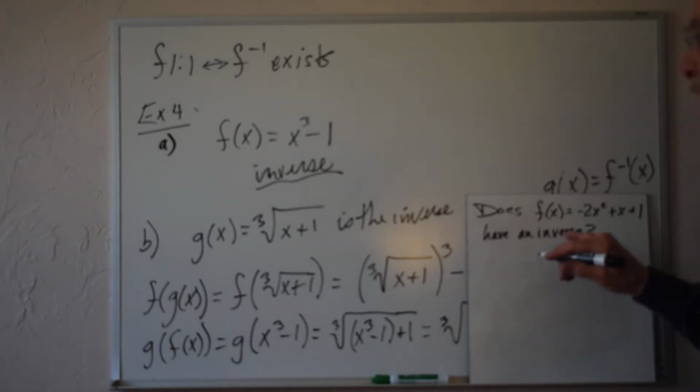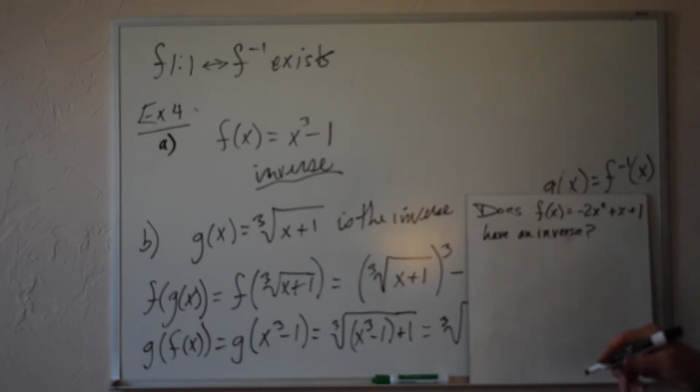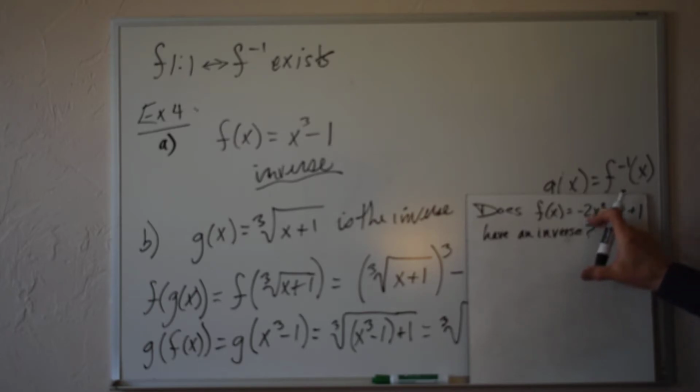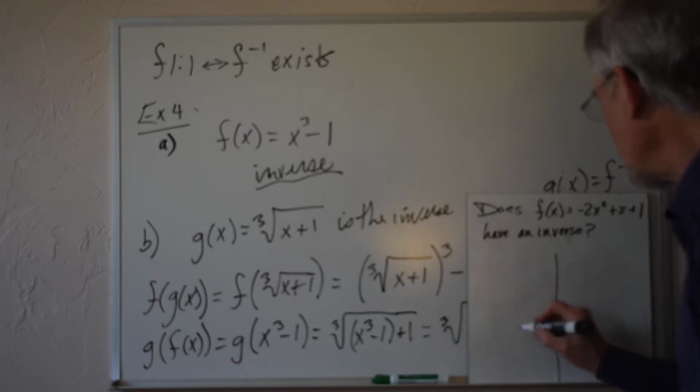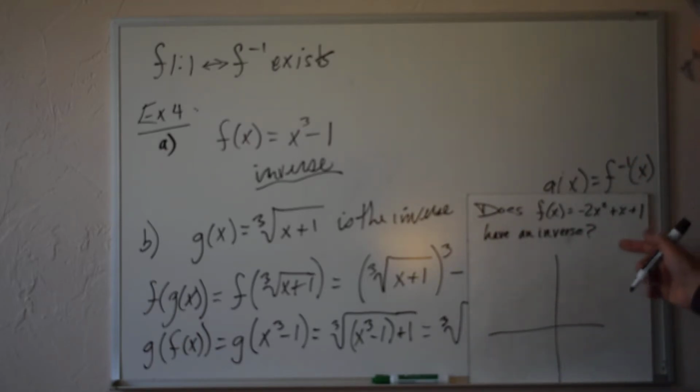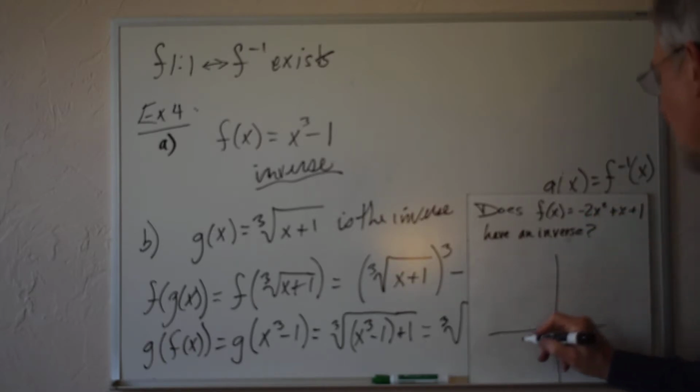Well, there's a quick way to answer this problem by using the horizontal line test. What does the graph of this function look like? Well, it's a quadratic function. There's an x squared term, an x term, a constant term. There's nothing illegal. So this is a parabola. In fact, since there's a negative number multiplying x squared, it's a parabola that opens downwards.